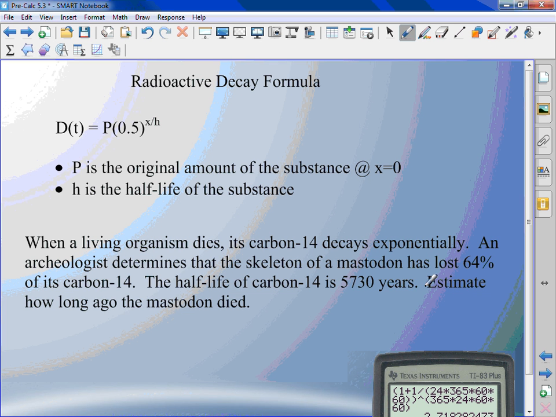What is a mastodon? What is a mastodon? It's a dinosaur. What does it look like? I had one as a pet. It's like a woolly mammoth.